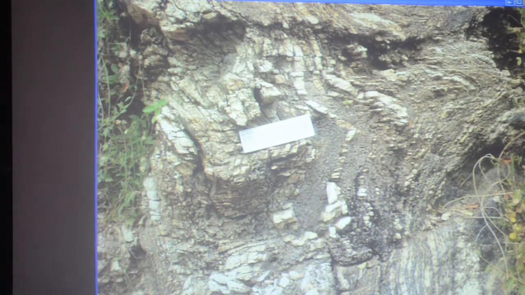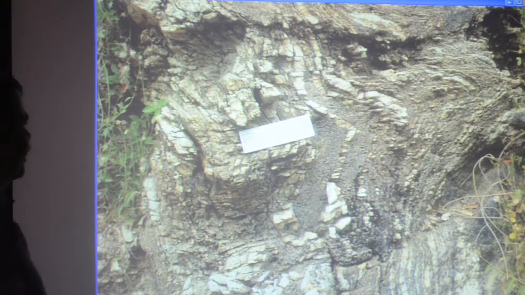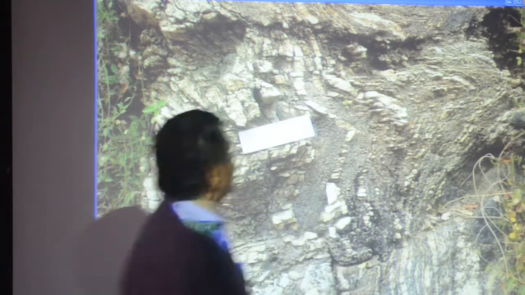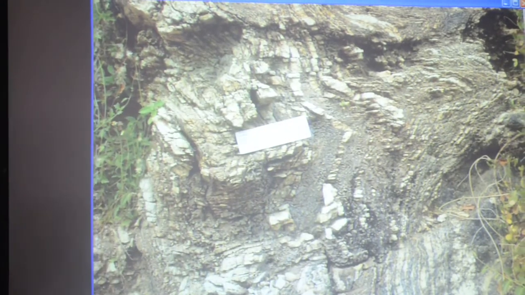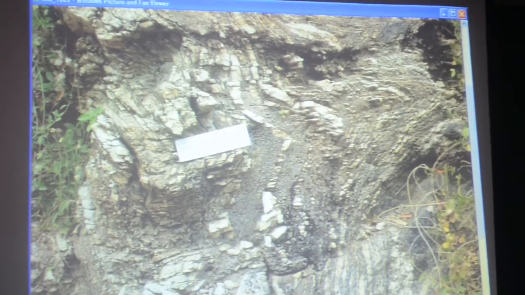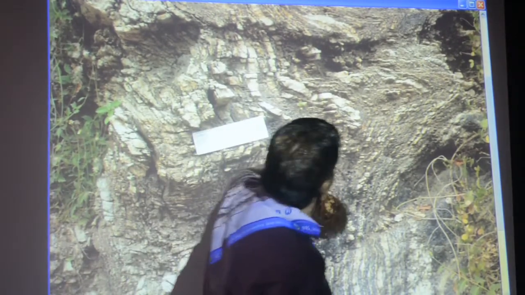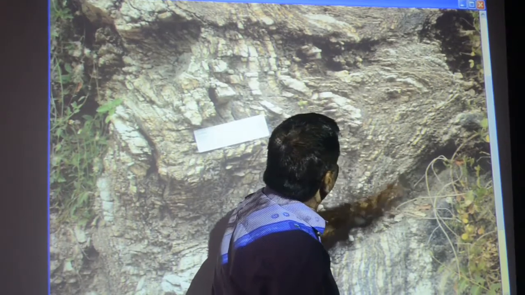Rock is already broken; how will the rock break? Which plane will it take easily? You see this place, this place, you see? Vertical, yes. These are the surfaces along which the rock will break easily. It will come out like this. This piece will go out.